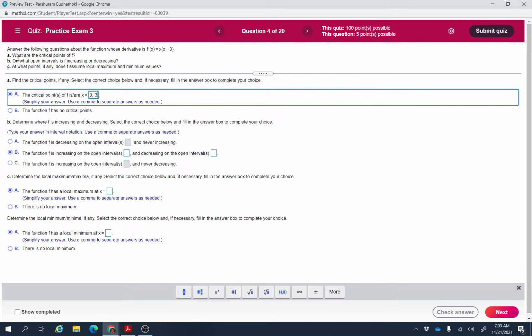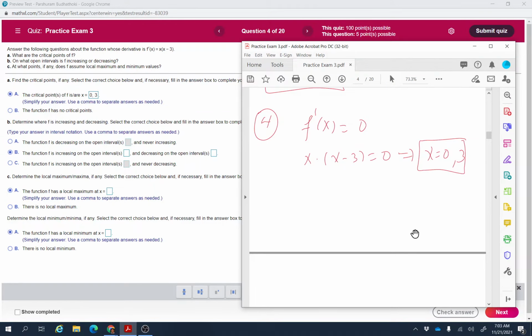So the second question is, on what open intervals is the function increasing? To find out whether the function is increasing or decreasing, after finding the critical points, which are at 0 and 3, we divide this number line into three different intervals: this one, this one, and this one. We're going to check where this derivative is positive and negative. Wherever the derivative of the function is positive, on that interval the function is increasing. If the derivative is negative, on that interval the function is decreasing.